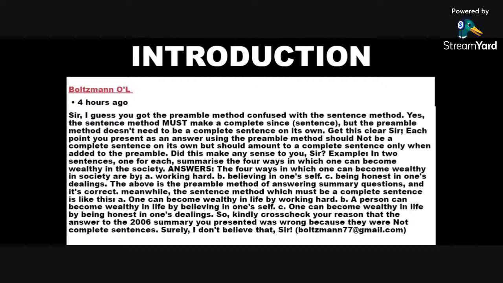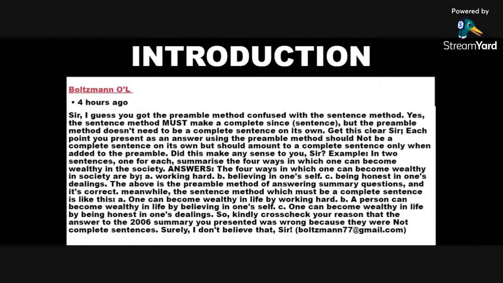Example, in 2 sentences, one for each, summarize the 4 ways in which one can become wealthy in the society. Answers. The 4 ways in which one can become wealthy in society are by semicolon. A, working hard. B, believing in one's self. C, being honest in one's dealings.